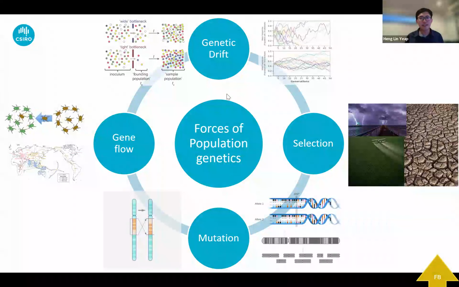And finally, the fourth force is selection, which is the modulation of the frequency of the variation or alleles due to change in the environment that favors one variation over the other. So things like pesticides and climate change can select for certain variations, and these are of interest to look at.